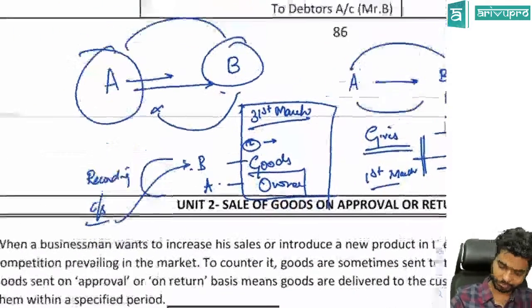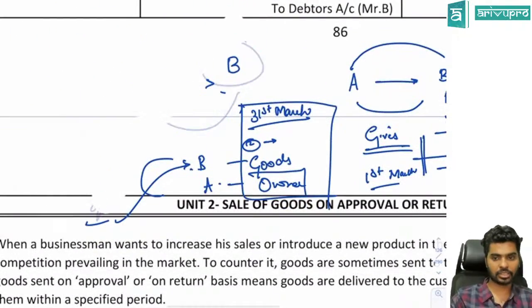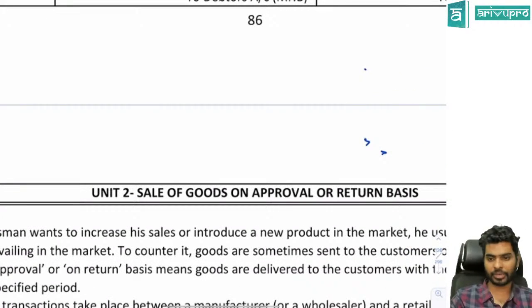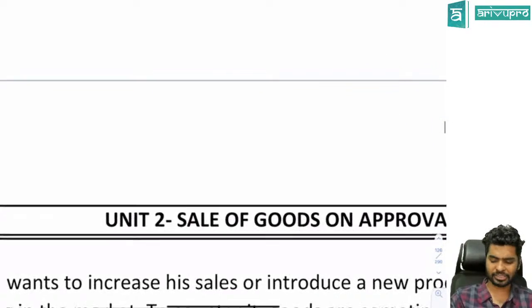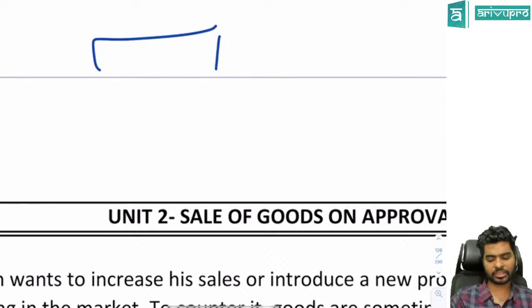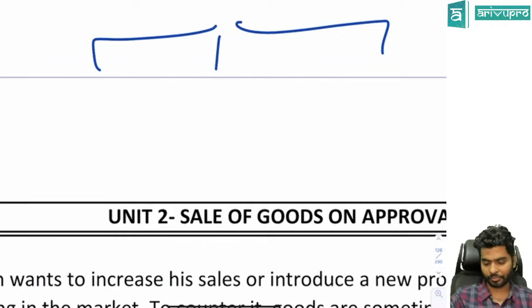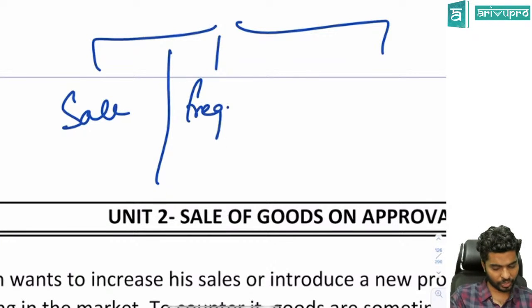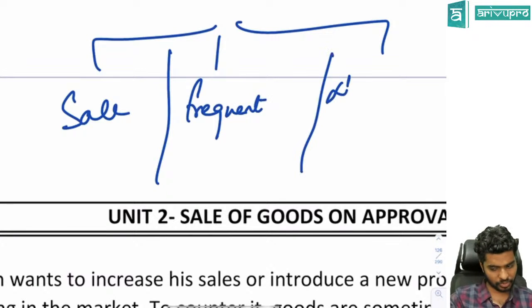Done? Now there are 3 ways the whole accounting is done. For us, the first case is the major one. The second one generally happens. The third one, it's okay. So there are 3 ways we do accounting. One is if we treat it as a regular sale. Second one is frequent transactions. Last one is numerous transactions. Are you clear?